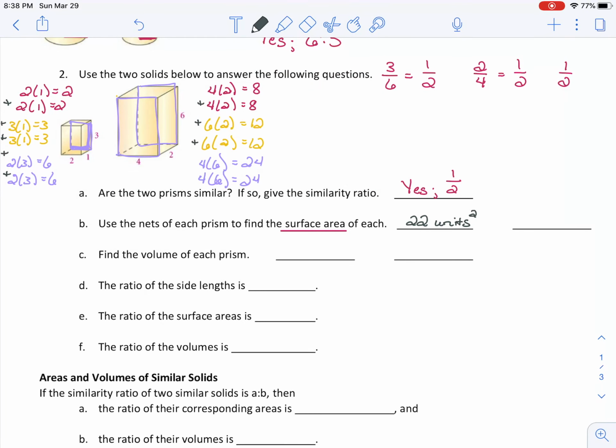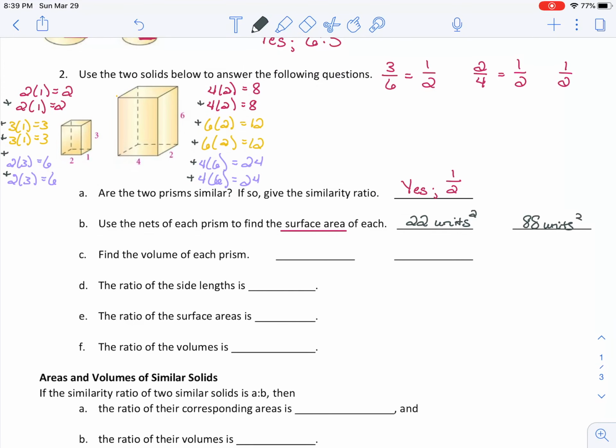So again, we have all these individual areas. If I want the total surface area, I just need to sum all those surface areas. So I'd have the 2 8s, the 2 24s, and the 2 12s. So I'm getting 88. We'll look at the relationship in a second, but right now I'm just finding these things.